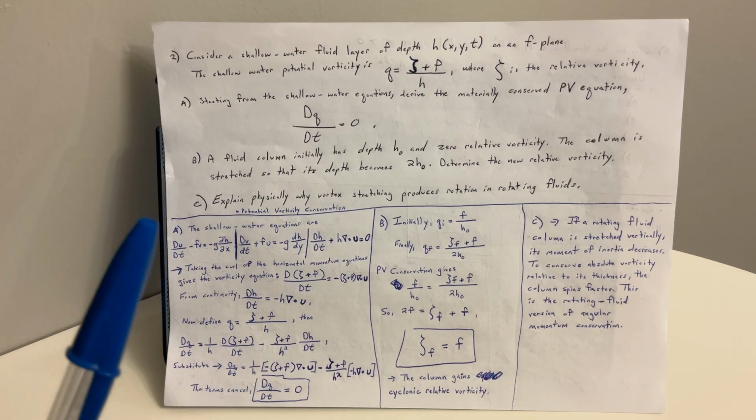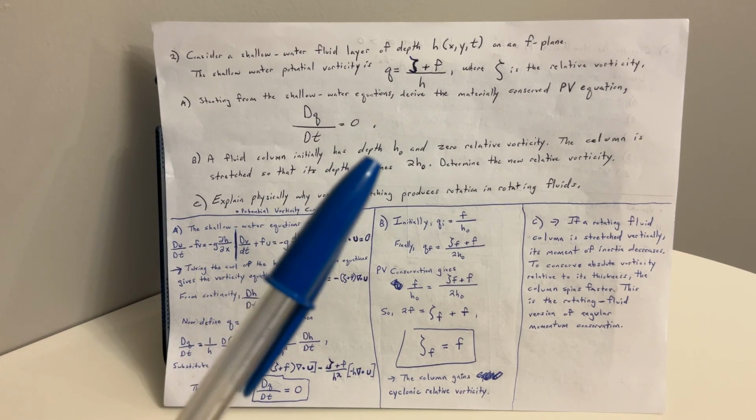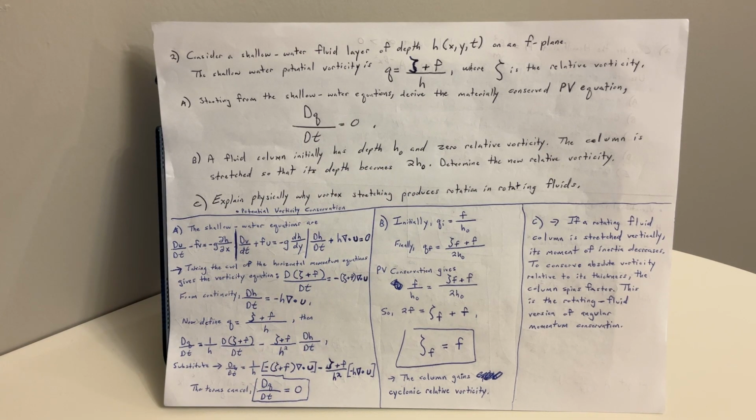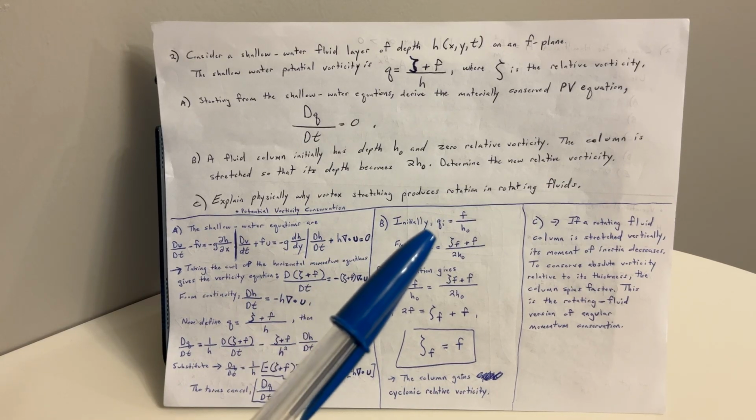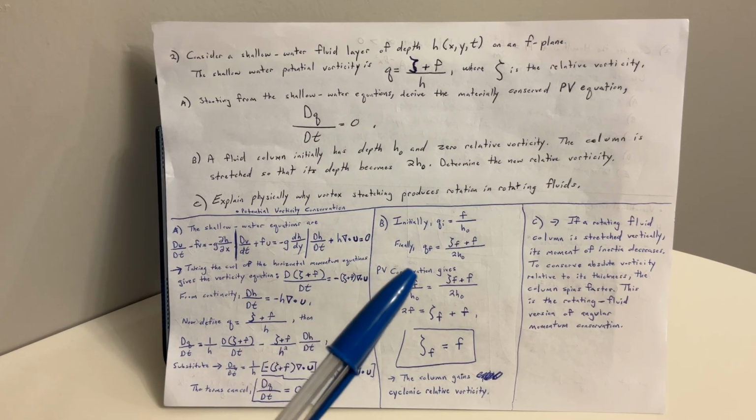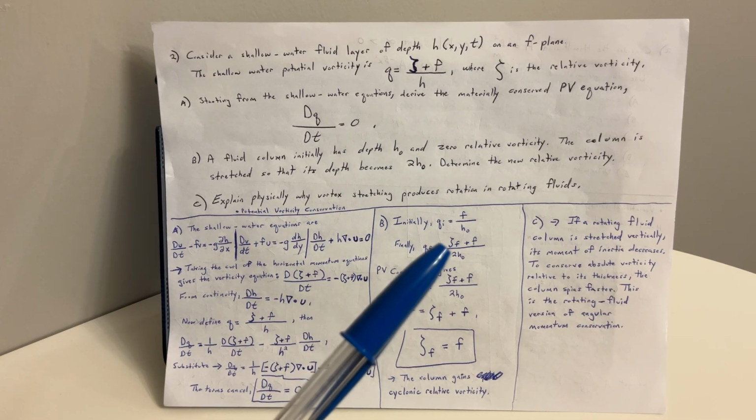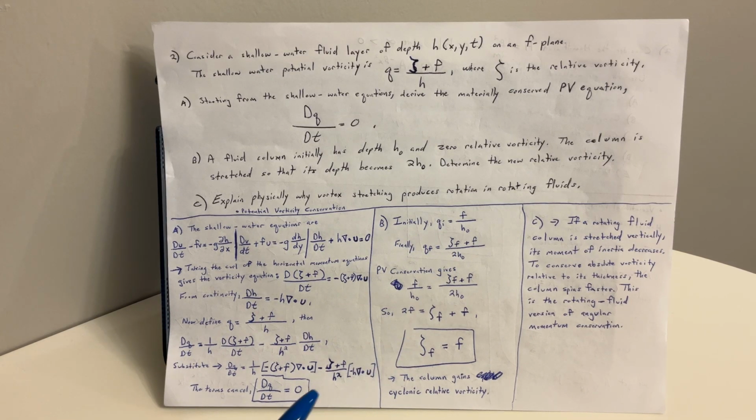The column is stretched so that its depth becomes 2h naught. Determine the new relative vorticity. Initially we have q sub i equals f over h naught. Finally, we have q sub f equals zeta sub f plus f over 2h naught.